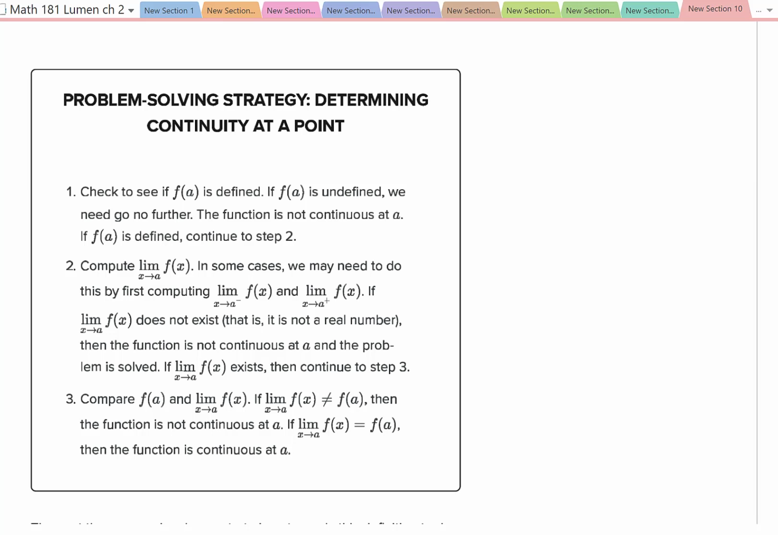Compute the limit of f of x as x approaches a. In some cases, we may need to do this by first computing the limit of f of x as x approaches a from the left, and the limit of f of x as x approaches a from the right. If the limit of f of x as x approaches a does not exist, that means it's not the same from both directions, then the function is not continuous, and we're done. But if it does exist, go on to step 3. Now find out what f of a is and compare that to what the limit of f of x is as x approaches a. If those aren't the same, then it's not continuous. If it is, then they are continuous.